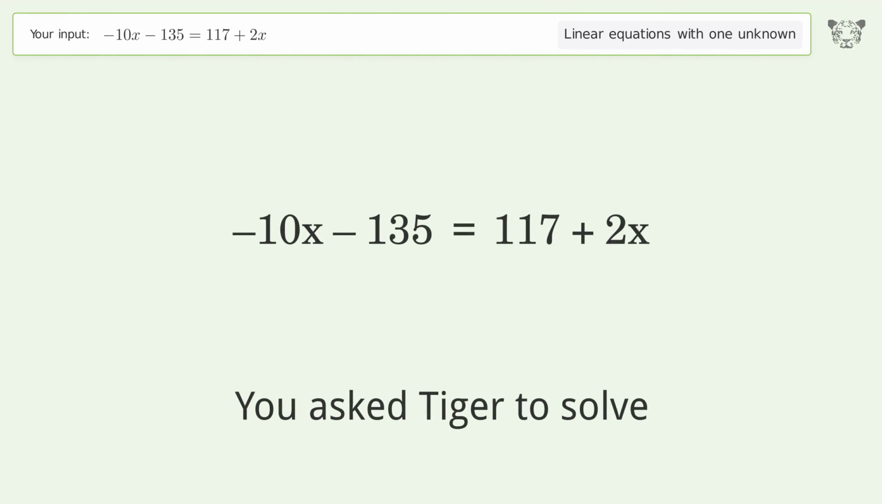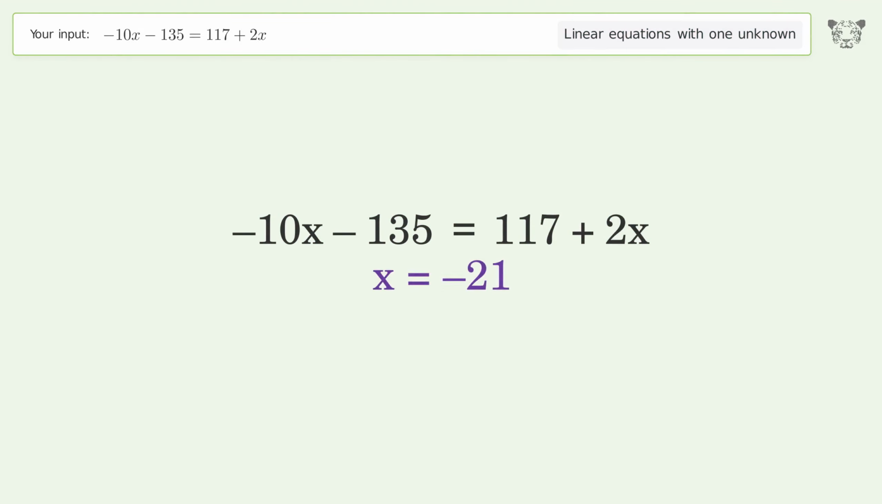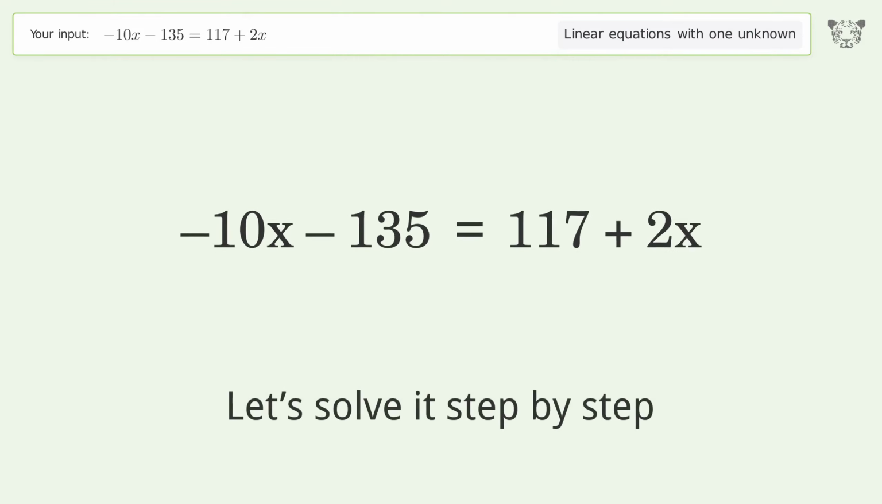You ask Tiger to solve. This deals with linear equations with one unknown. The final result is x equals -21. Let's solve it step by step.